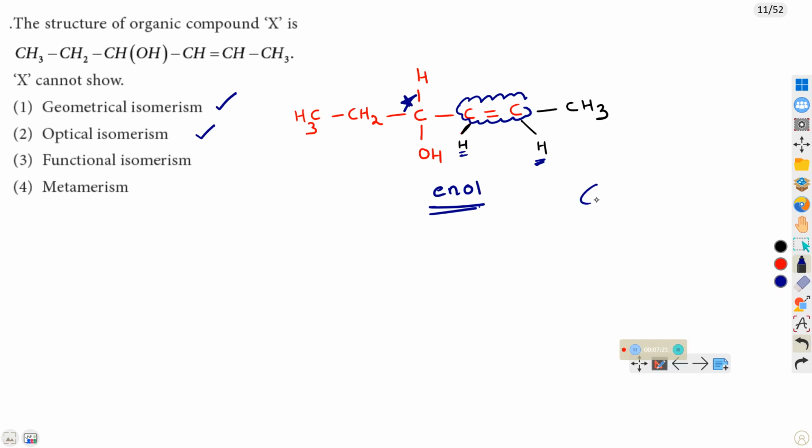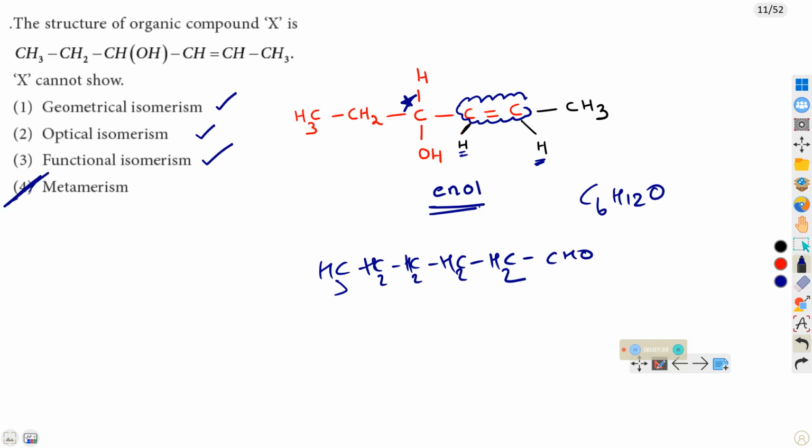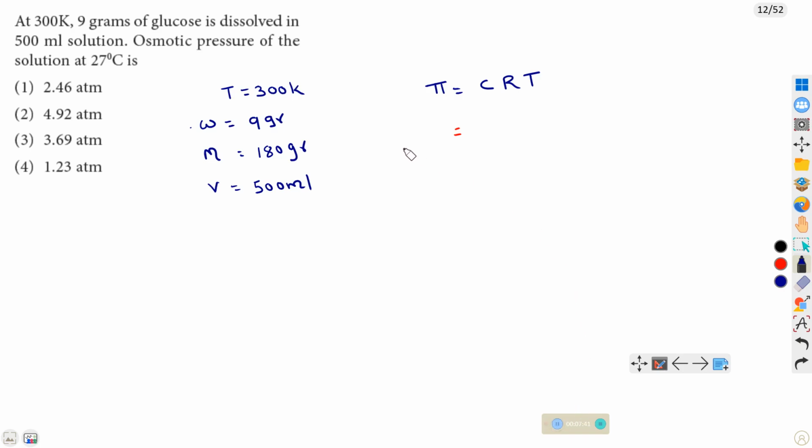See, the molecular formula of the compound is C6H12O. It can be written like this also, aldehyde form: CHO, CH3, CH2, CH2, CH2, CH2. Yes, it exhibits functional isomerism, does not exhibit metamerism.